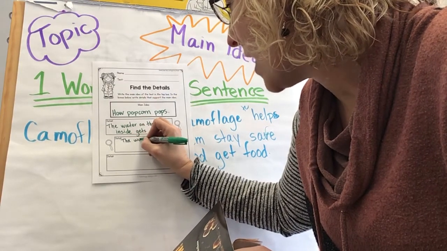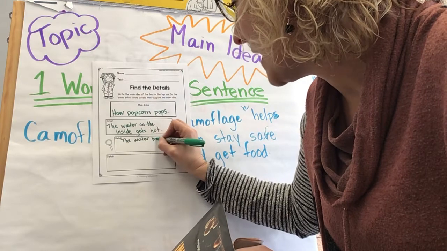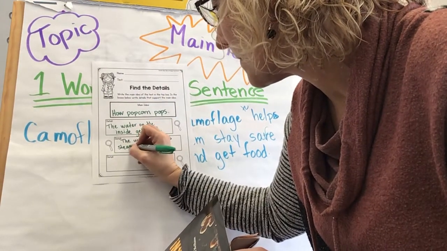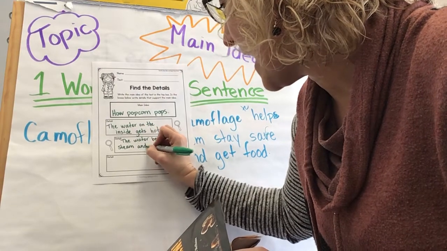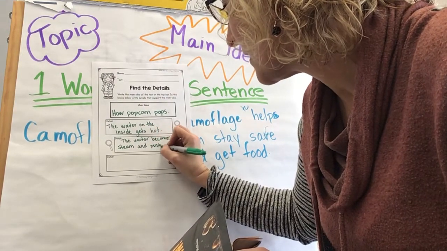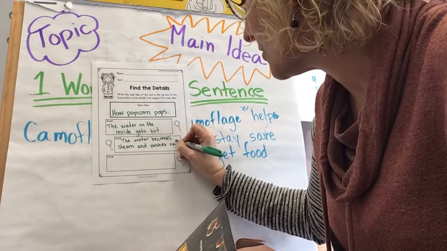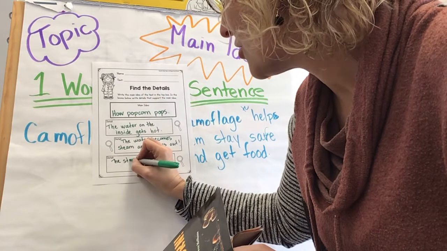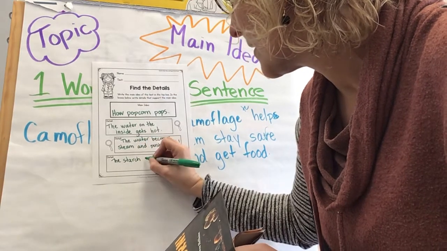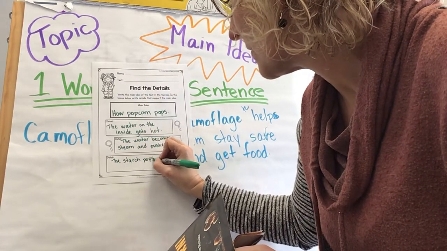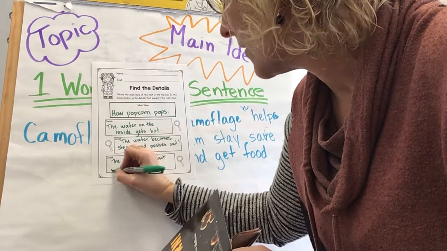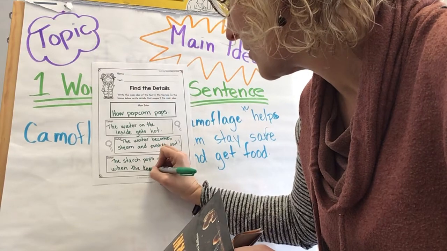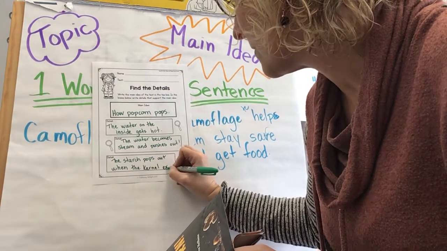The water becomes steam and pushes out the starch, which pops out when the kernel explodes.